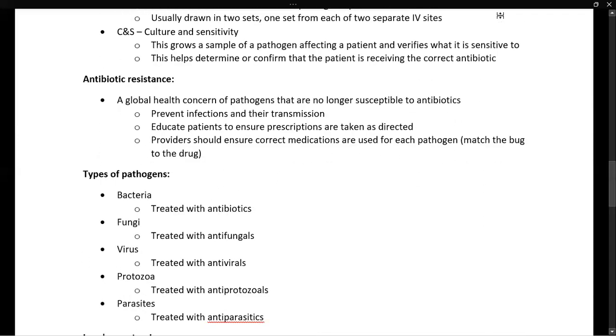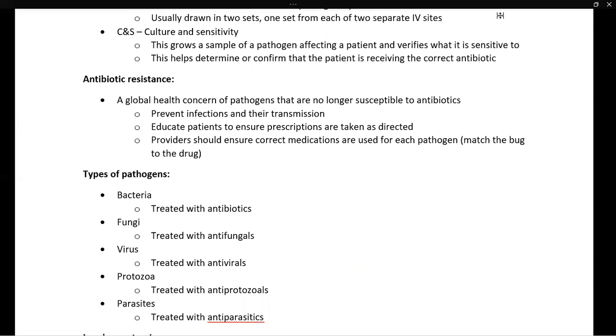I want to cover something called antibiotic resistance. This is a global health concern relating to pathogens that are not able to be killed by antibiotics. This is a major issue because we want all pathogens to have an antibiotic available to us that we can use to destroy it before it harms the patient further. There are a few key notes that nurses can intervene to address this concern.